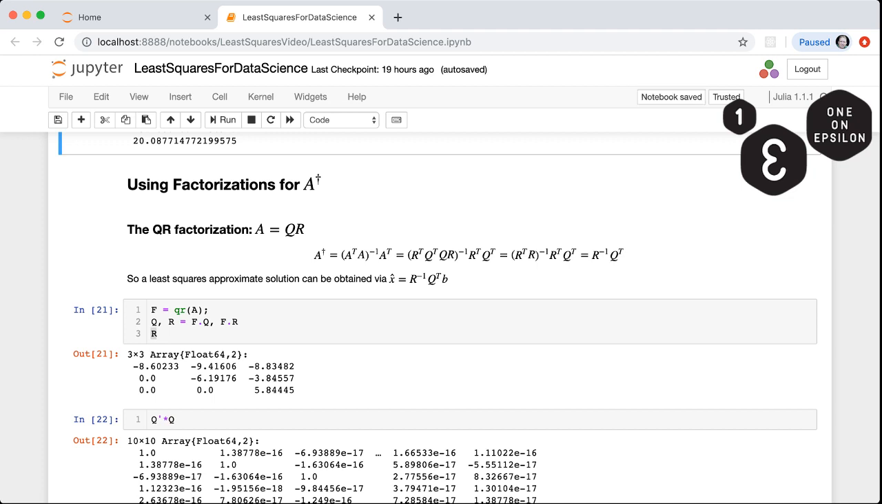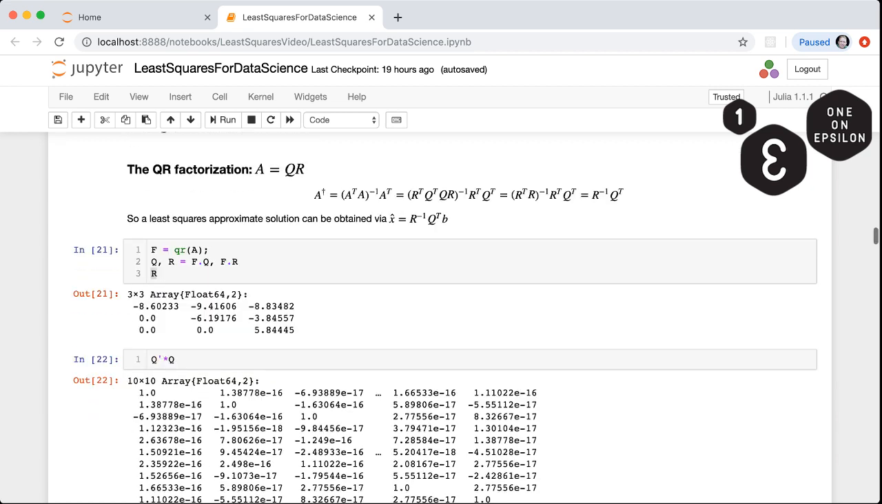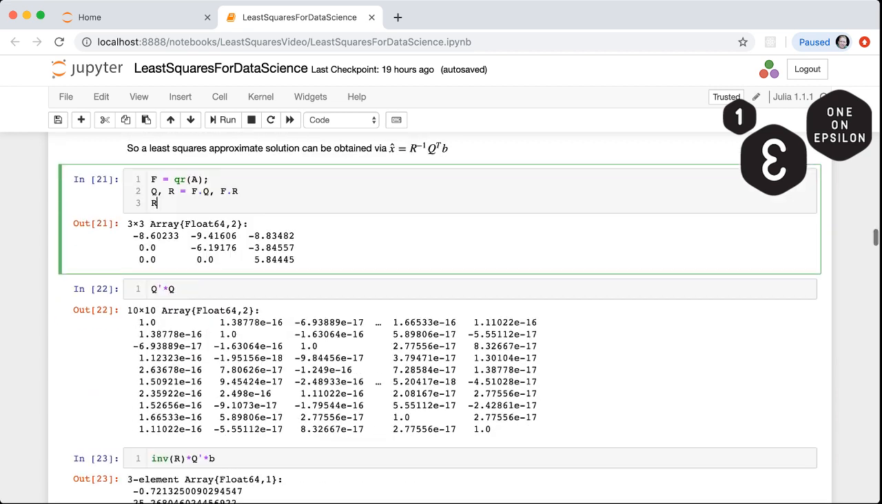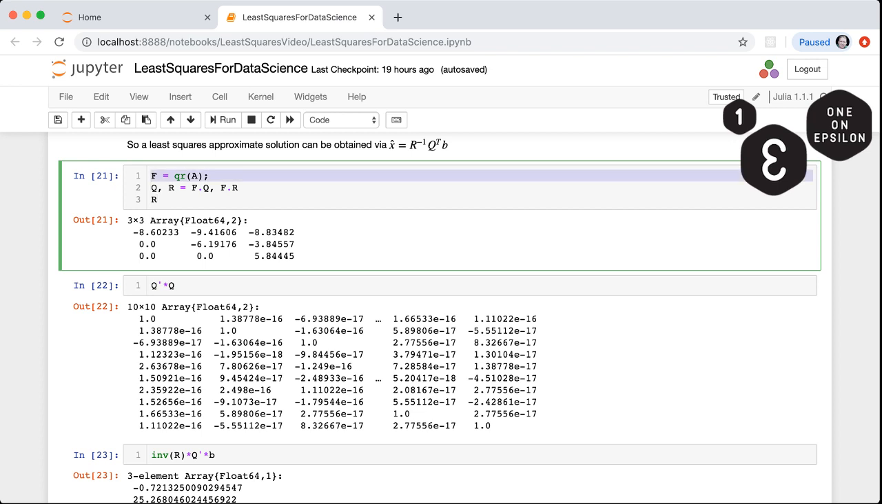Now in the QR factorization, Q is a matrix with orthonormal columns and R is upper triangular. In this case, X hat happens to be this. And here it is applied in Julia. We are actually using the QR factorization, putting in an F, getting Q, getting R. This is the upper triangular matrix R.